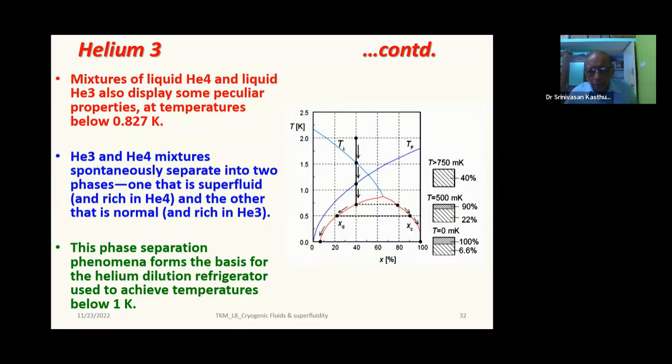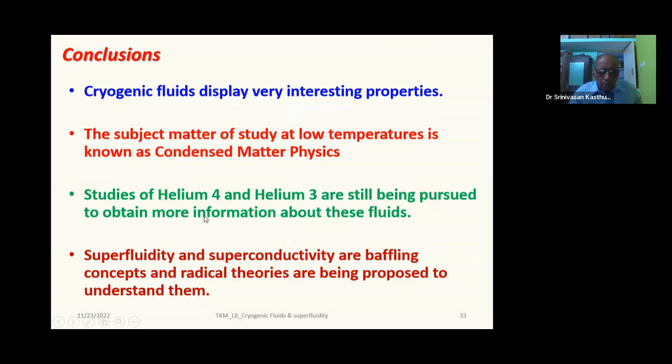Okay, so at, let's say, 750 millikelvin, about 40% helium-3 is present. At about 500 millikelvin, you have 90% of helium-3 and 22% of helium-4. And at about 0 Kelvin, you have 100% of helium-3 and 6.6% of helium-4. So you can see here, as you move along this curve, when helium-3 gets diluted in helium-4, the temperature drops further down and reduces to lower. So this is the basis for the dilution refrigerator.